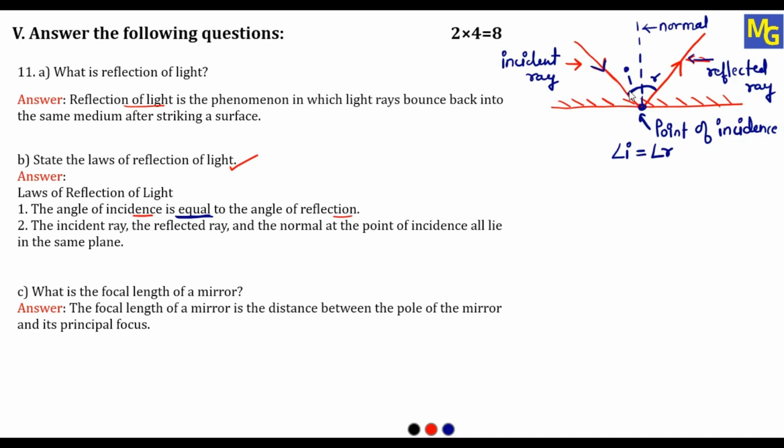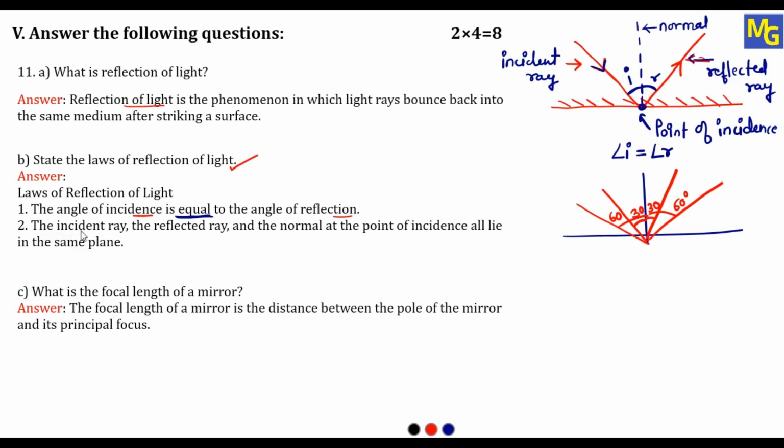Angle I will always be equal to angle R. If this angle is 30, then this angle will be 30 degrees. If it is 60, this will be 60 degrees. For example, if this is the normal and your ray comes like this making a 30-degree angle, then the reflected ray will also make a 30-degree angle. If it is coming with a 60-degree angle, it will also reflect with a 60-degree angle. So both angles will always be equal. This is our first law of reflection. Now we will see the second law.